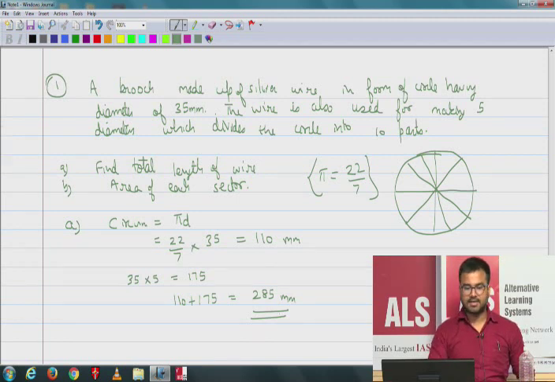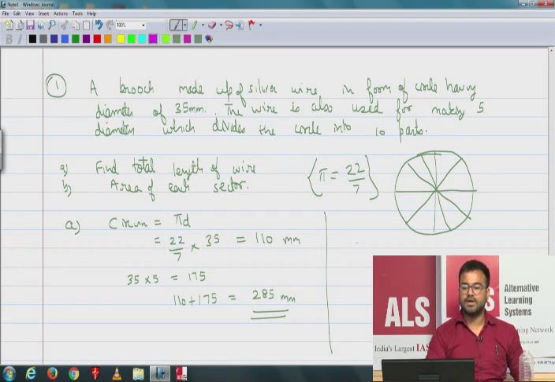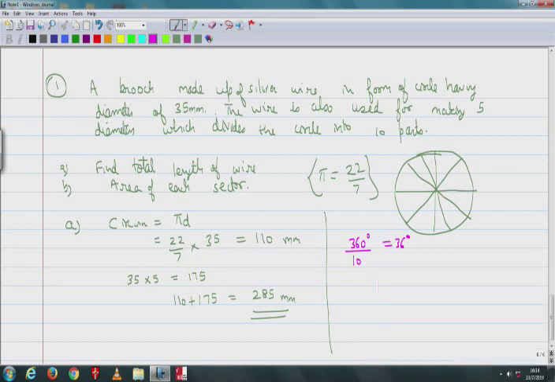Now second one is area of each sector. So first of all, to determine the area of each sector, you should know what is the central angle made. Now since this complete circle is equally divided into 10 parts, so complete central angle is 360 degree. So it is divided into 10 equal parts. So one part is of 360 degree divided by 10, which is 36 degree. So now you know the central angle, which is 36 degree. Radius you also know, diameter we know 35, so radius is 35/2.